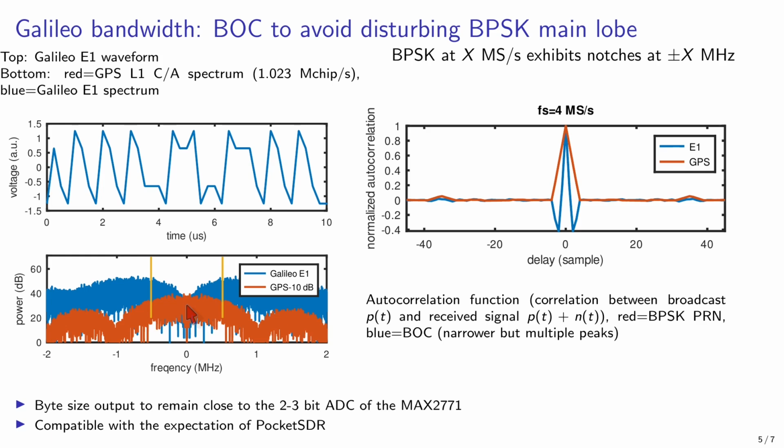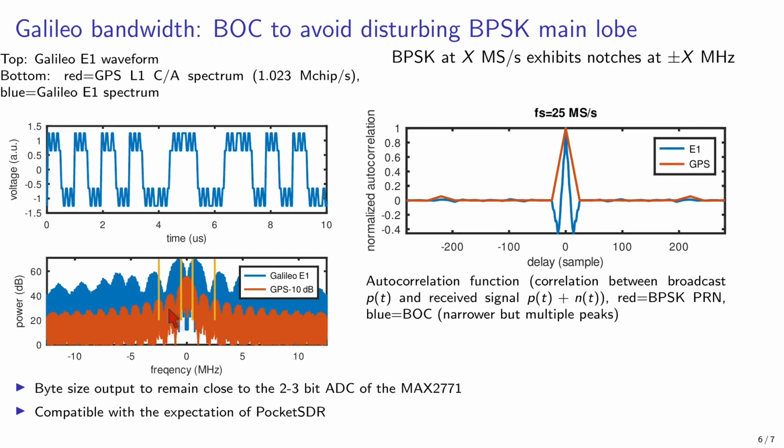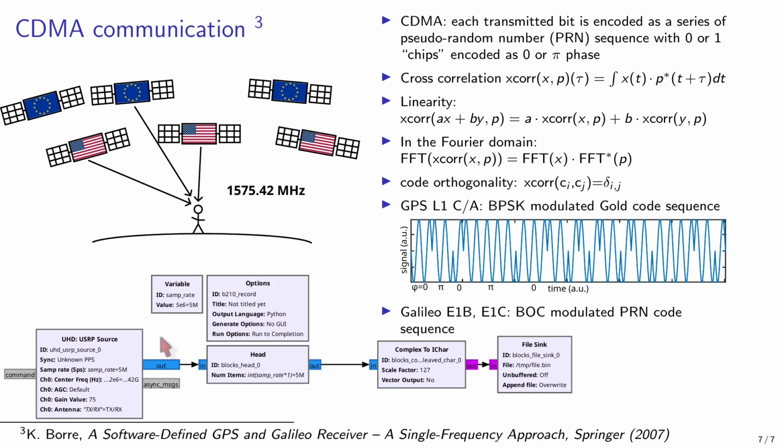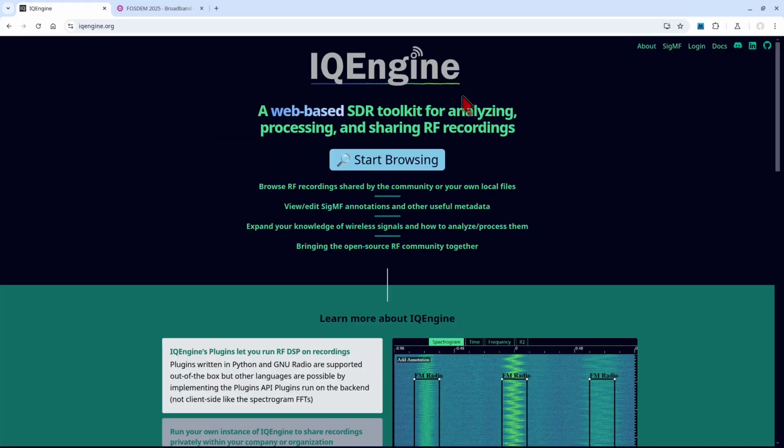So this is what we want to investigate experimentally using GNU Radio, and we're going to address the signals that were collected by a B210, actually running at 6 megasamples per second. We've recorded 1 second worth of data and saved them as 8-bit integers to try to mimic the low bit resolution of the MAX 2771. So these data are actually available on the IQ engine.